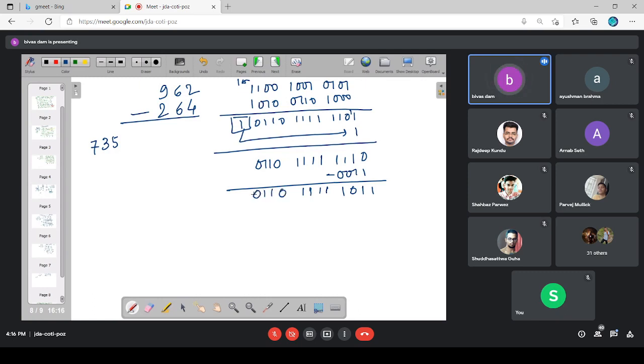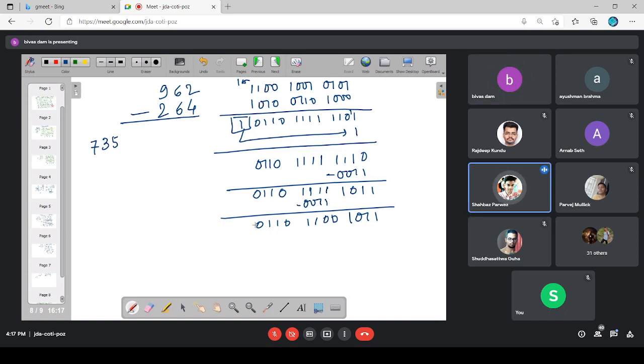Fine. Next nibble is the same thing. I have to subtract 3. From this nibble to the next higher nibble, was any carry? Yes, sir. So I have to add. Okay, so this is the final result.